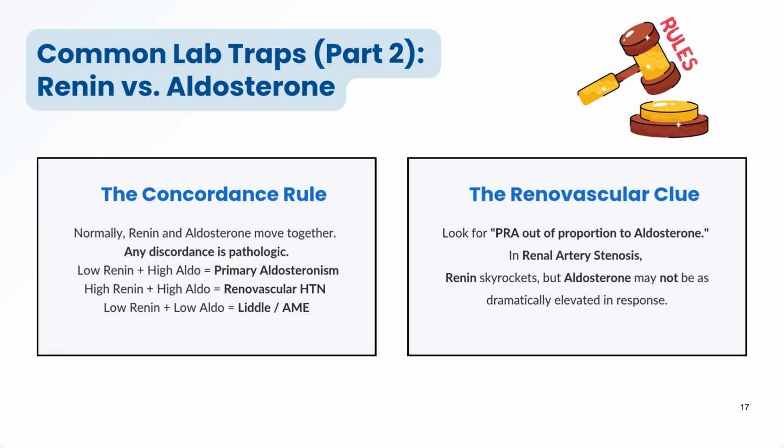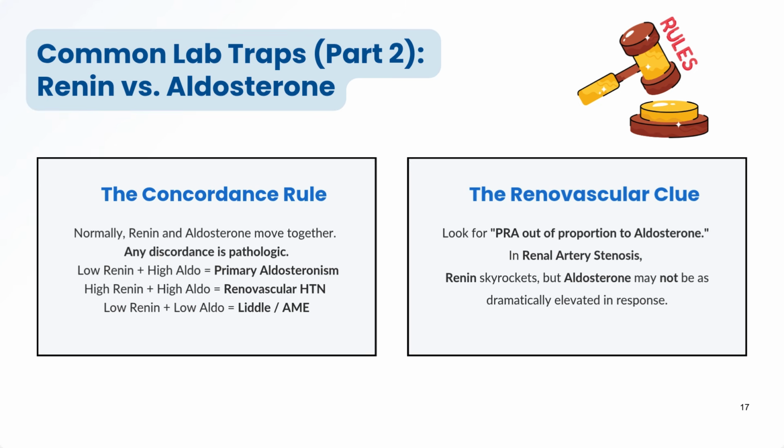Now, let's look at part two of the lab traps, because this is where clinicians often misread renin-aldosterone and end up going down the wrong diagnostic path. First, the concordance rule. Under normal physiology, renin and aldosterone move together; they rise together, they fall together. So whenever you see a mismatch, what we call discordance, it's almost always pathological. And once you memorize the three patterns, the differential becomes incredibly straightforward, as we mentioned before. This rule alone organizes 90% of the differential.